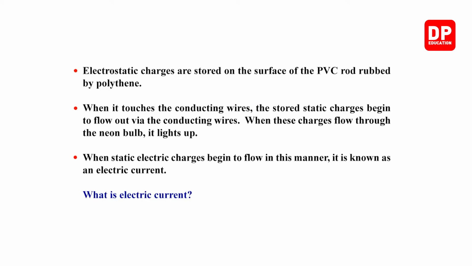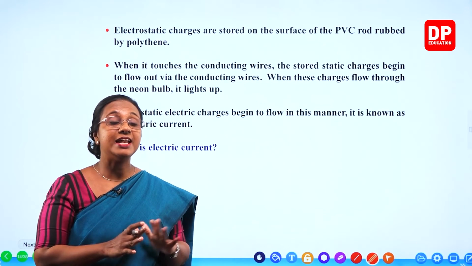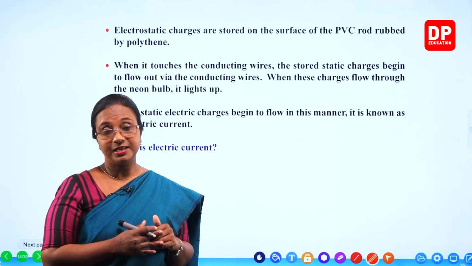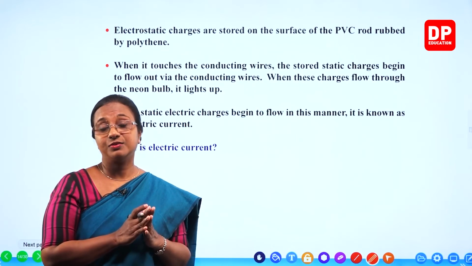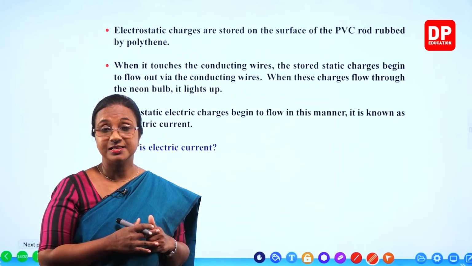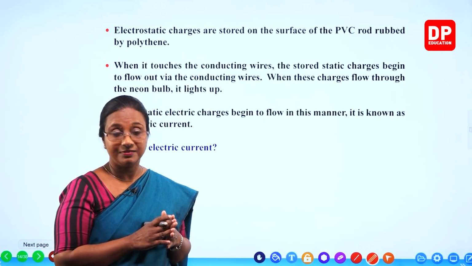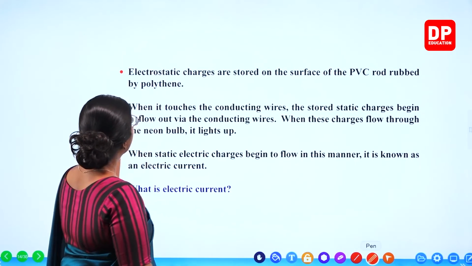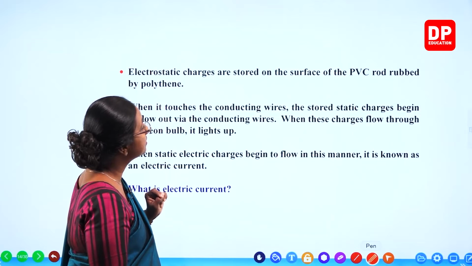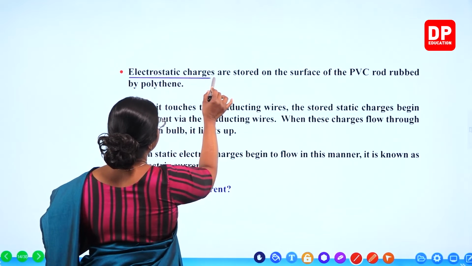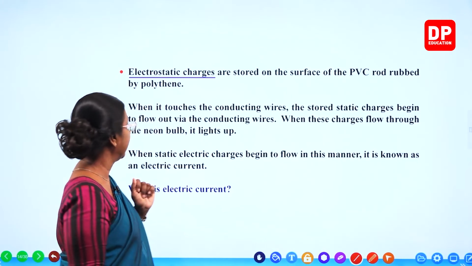So students, this is again related to what we saw during the activity. Now you all have a good understanding about electrostatic charges and current electricity. Charges that do not flow are electrostatic charges. When they start flowing through a conductor, we call it current electricity. That is what you observed in the activity also. The conclusion that we came to is repeated here. Electrostatic charges are stored on the surface of the PVC rod rubbed by polythene. That is electrostatic charges or static electricity.